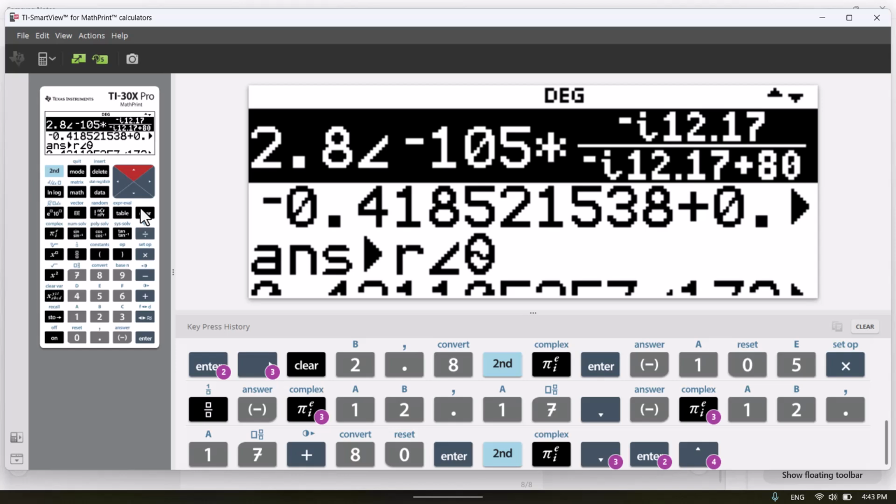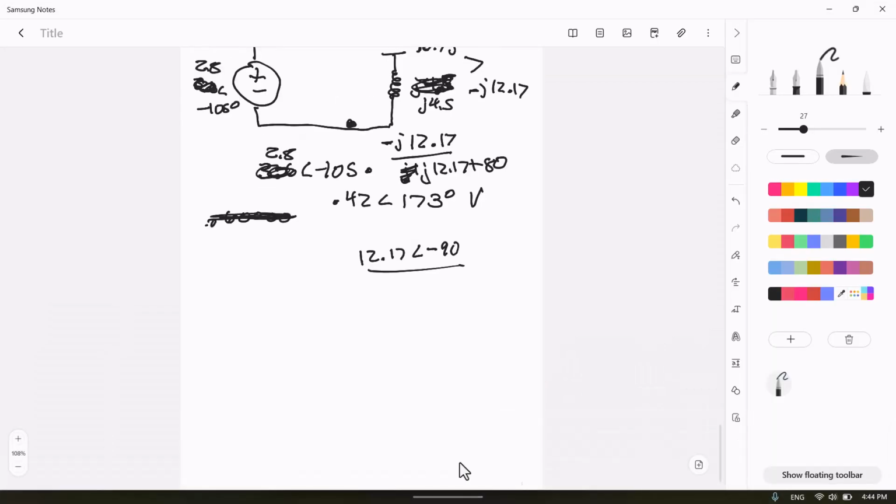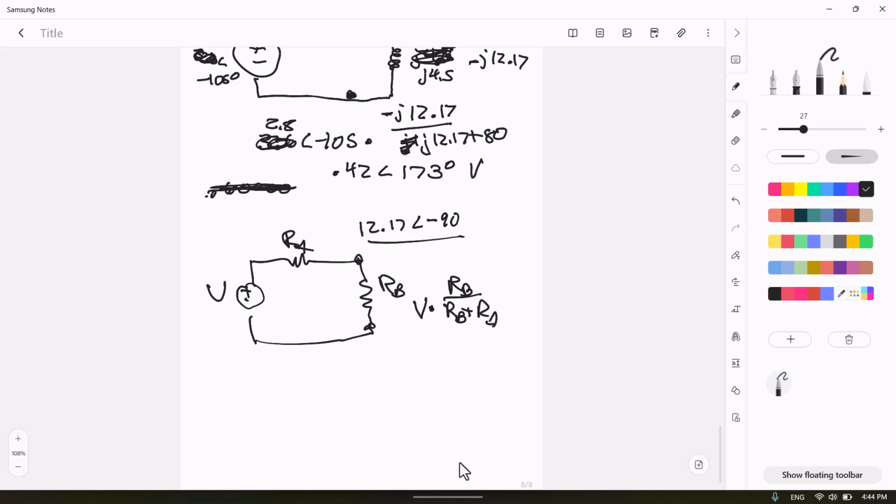And why do you have to add the 80? Oh, because I was doing voltage division. So I had a voltage source over here and I had two resistors here, RA and RB, and I wanted the voltage across RB. The voltage across RB is V times RB over RB plus RA. And that should have been a negative right there.